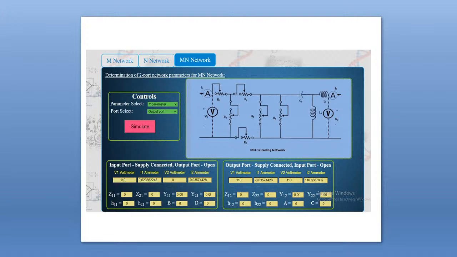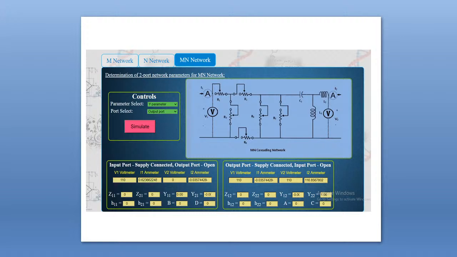Then you verify. It is given 0.000. No, not 0.00. What about the other students? What are the values of this parameter? Write the values of the y parameters. Other students, write the values of the y parameter. Actually, I have a doubt particularly for the y11 parameter. This is not a zero value.